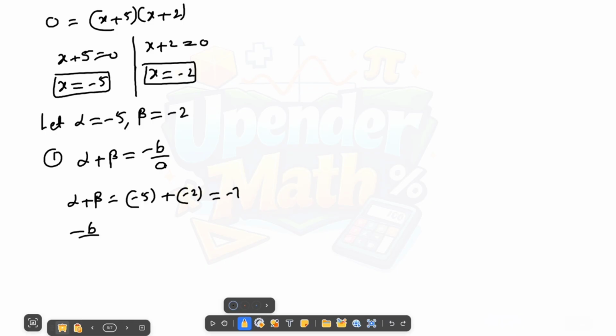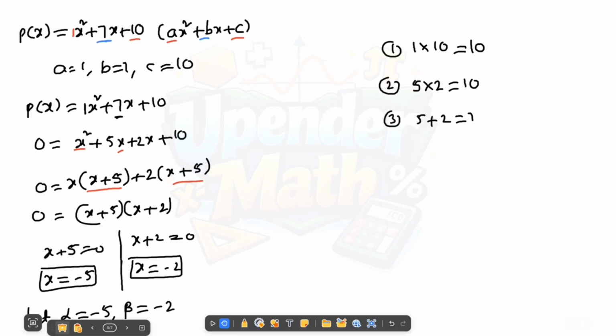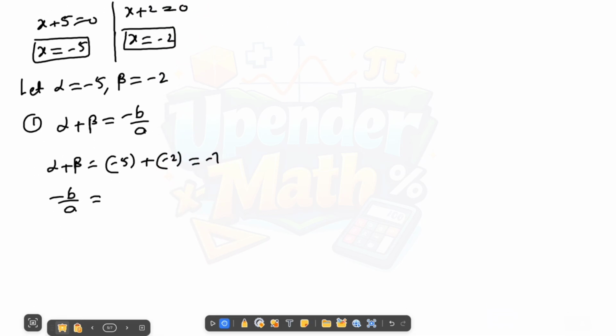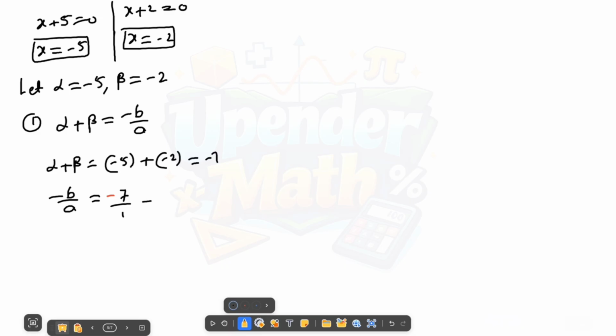Now let's check the value of minus b by a. So what is the b value? Here b value is 7 and a value is 1. So minus b by a: minus b is minus 7, a is 1, minus 7 by 1 is equal to minus 7. So alpha plus beta is minus 7, and minus b by a is also minus 7. Therefore alpha plus beta is equal to minus b by a. So the first relation has been verified.